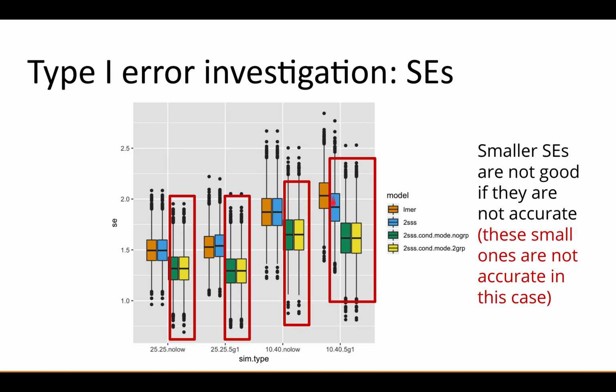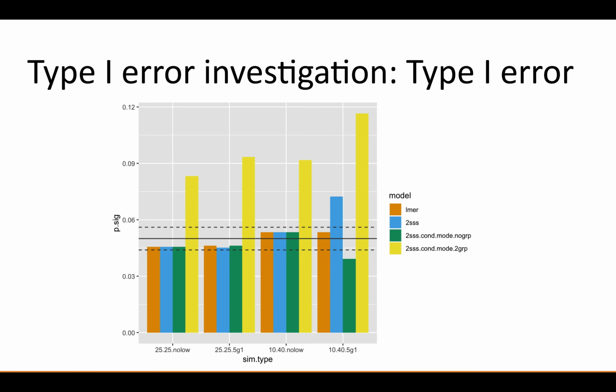There's also this case here, the two-stage summary statistics approach, where the standard error is too small. Otherwise, the standard errors roughly match between LMER and the two-stage summary statistics approach. In this case, the smaller ones are actually not accurate. If you underestimate standard error, that can inflate your type 1 error rate, and that's exactly what we see here.